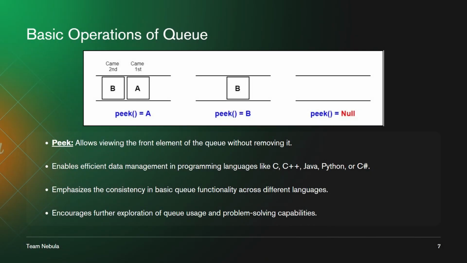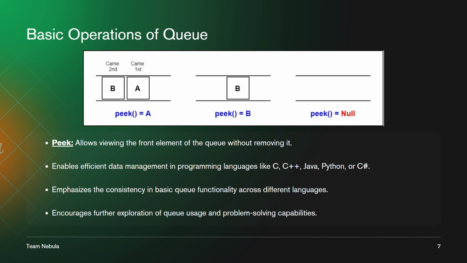At last, we have the peek operation. This operation allows us to take a sneak peek at the front of the queue without actually removing the element. It's like quickly checking who is at the front of the line without asking them to step out.